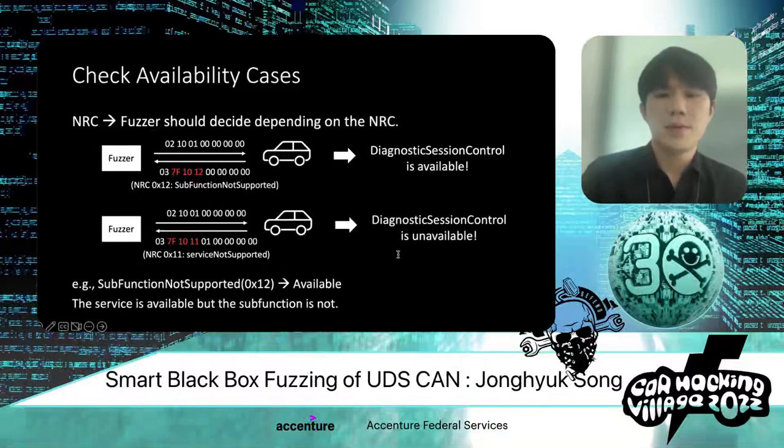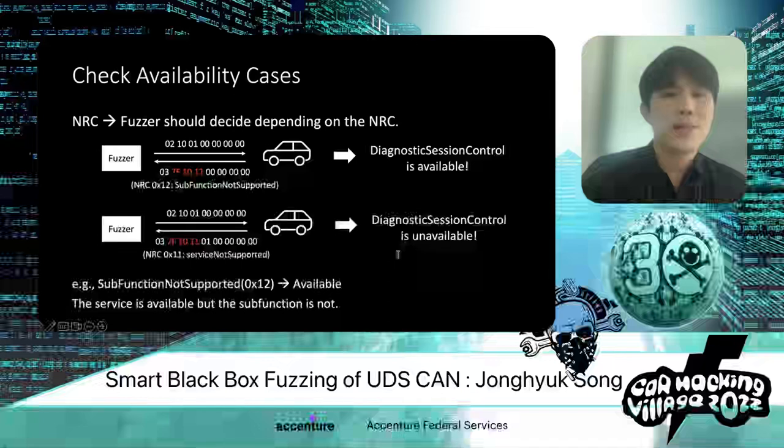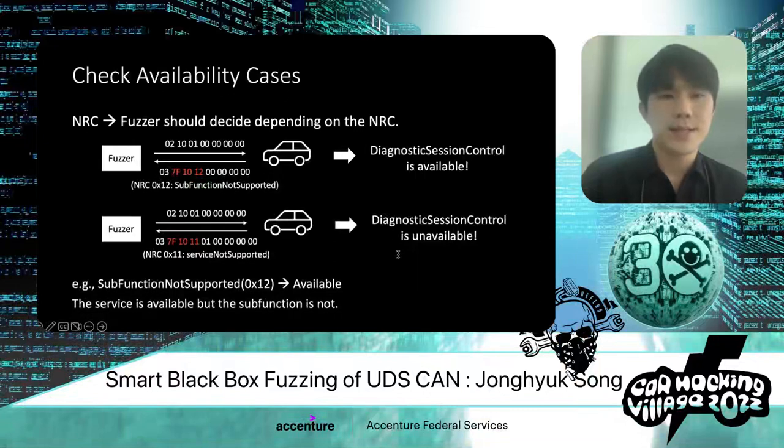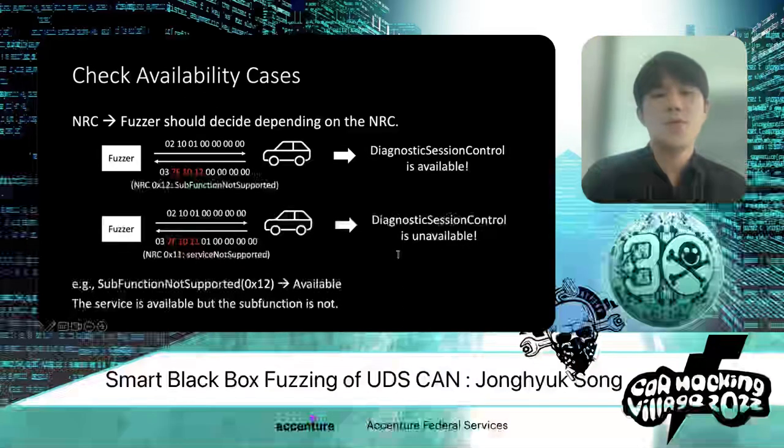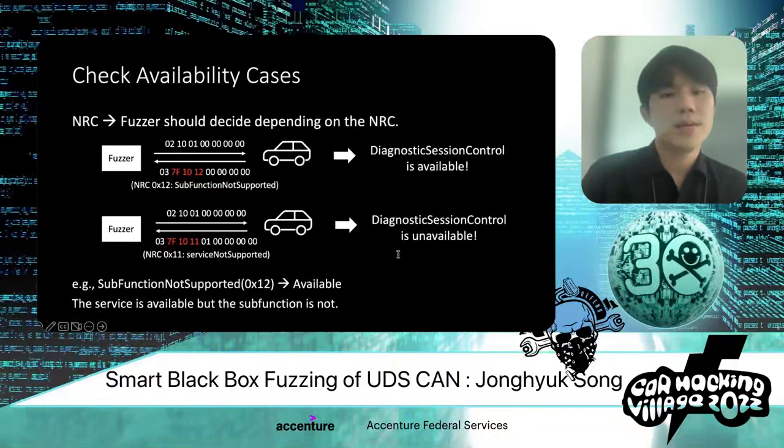Last case is negative response. As I said, not all negative responses are determined as unavailable. Fuzzer should decide depending on the NRC. For example, sub function not supported negative response is decided as available because it means that the service is available, but just the sub function is wrong. So if we can fix the sub function value, it will return a positive response. However, service not supported negative response is decided as unavailable because it means the service is not supported. So Fuzzer should make a different decision for each NRC.